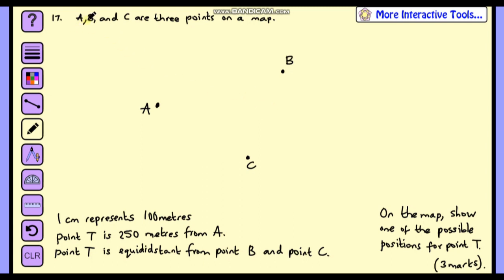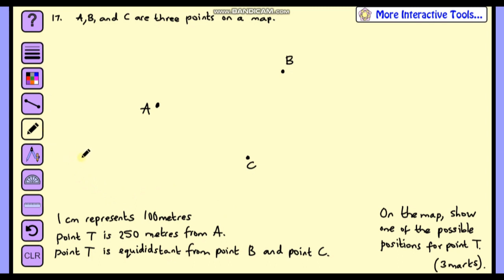So question 17: A, B and C are 3 points on a map, which we can see here. 1 centimetre on the map represents 100 metres. Point T is 250 metres from point A, and point T is equidistant from point B and point C. The question says, on the map, show one of the possible positions for point T. So we need to draw in point T on the map using this information.